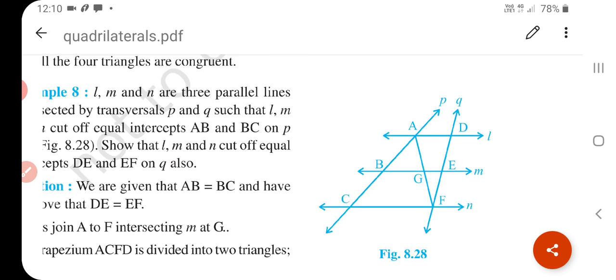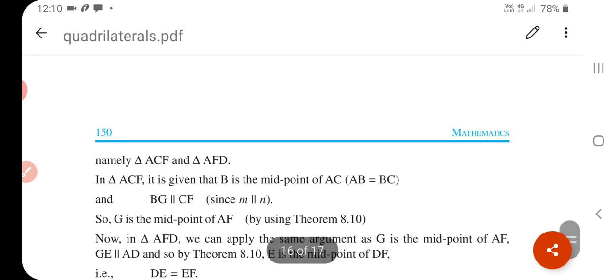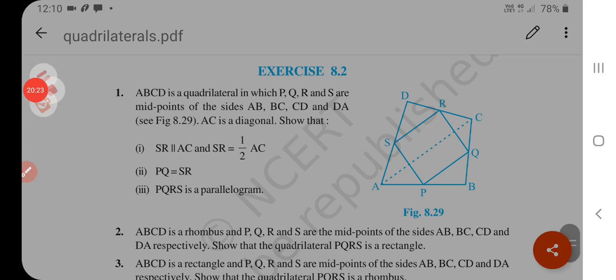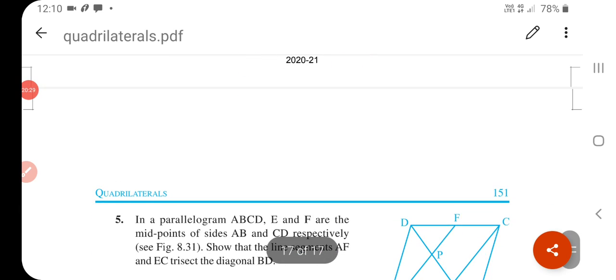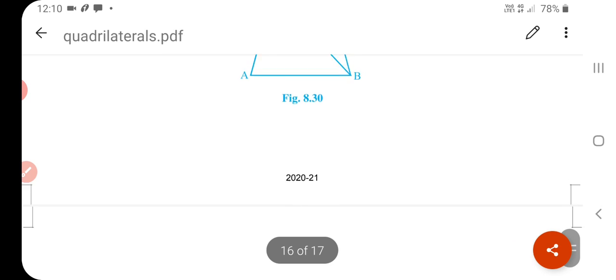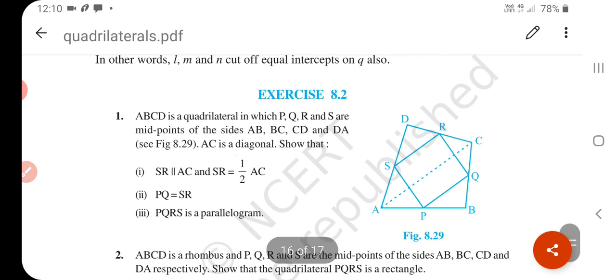Okay, understand? So this is the type of question you have to solve. Exercise 8.2, you have to solve questions 1, 2, 3 and 4. There are a total of 7 questions. Okay, so let's see question number one.